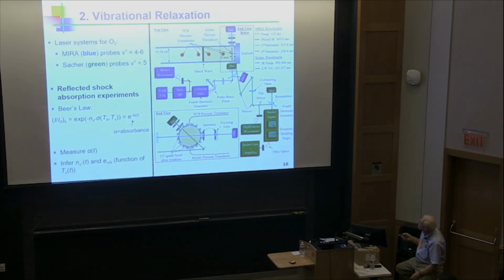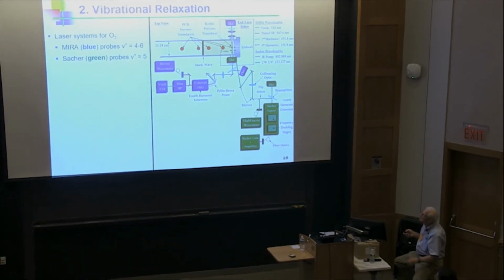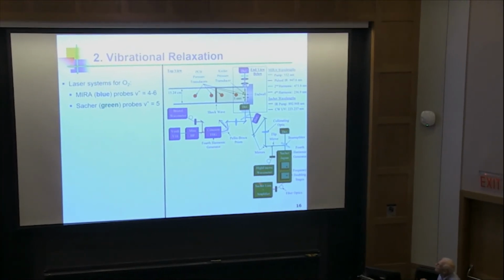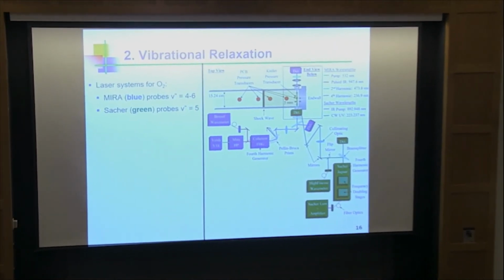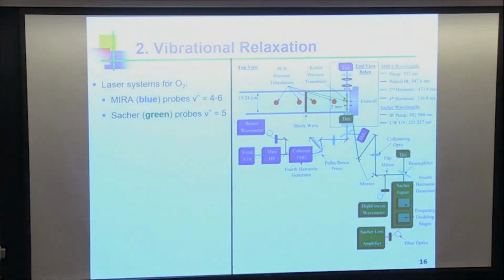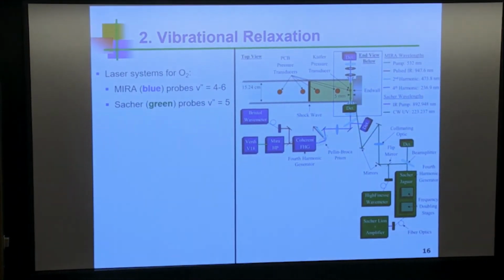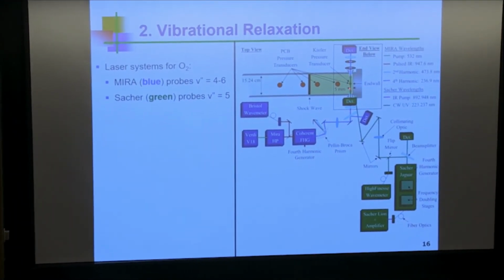Let's see if I get this right. Okay. So we have lasers. These are UV lasers. This is called a mirror laser. We can set it to probe V double prime of 4, 5, or 6 transitions. The green laser here probes only one V double prime. So we have lasers that probe different vibrational levels. These are continuous wave monochromatic lasers set to the center of some line and passing through the shock tube 5 millimeters from the end wall.